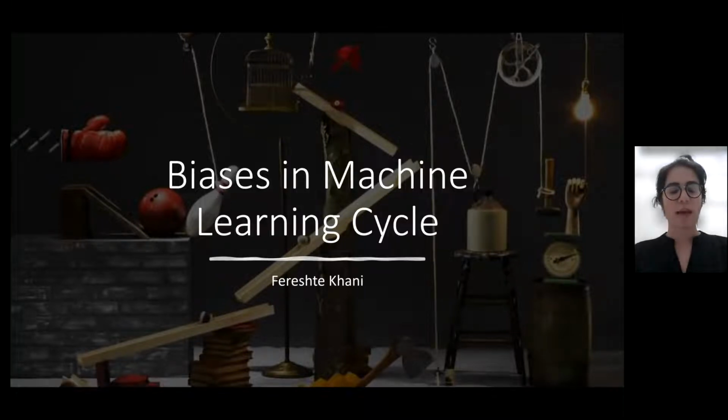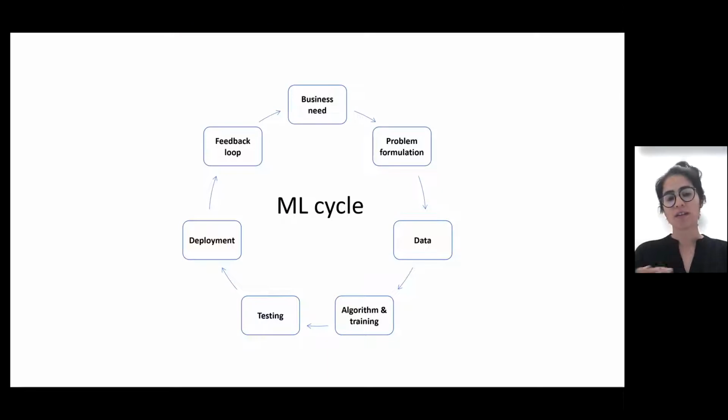I'm in the Office of Applied Research, and today I'm going to talk about biases in the machine learning cycle. As you may all know, there are different steps when we decide to deploy a machine learning model. It starts from the business need, where there is a need and we decide to address this need with a machine learning model. And then it goes through problem formulation, data collection, algorithm selection, training, testing, deployment, and feedback loops.